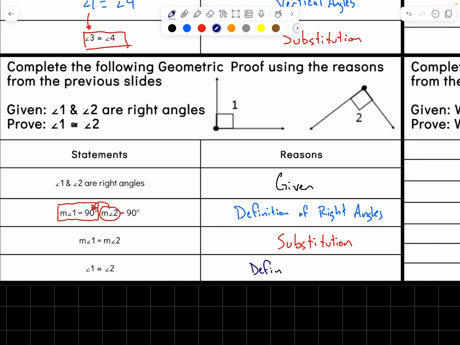So by the definition of congruency, I can say that angle 1 is congruent to angle 2.